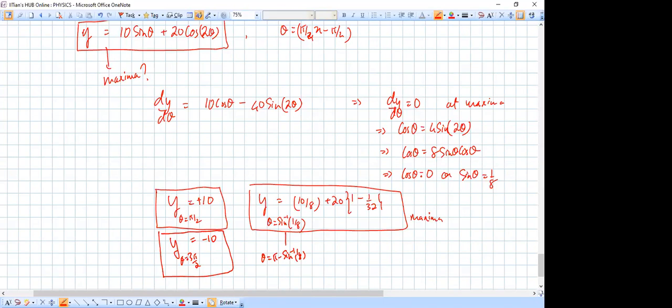Oh, sorry, this one is minus 10, and this one will become how much? At 3 pi by 2, sine will be minus 10 and cos will be, so this one is minus 10. Okay, this will become minus 30, right?